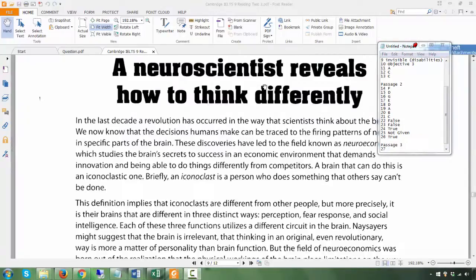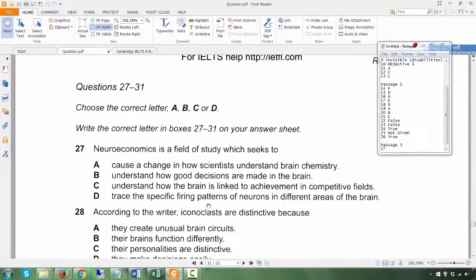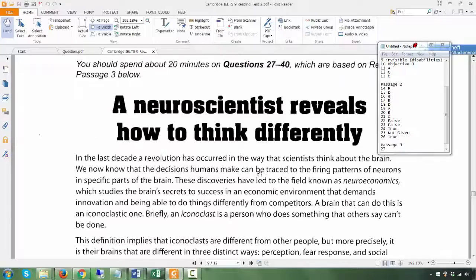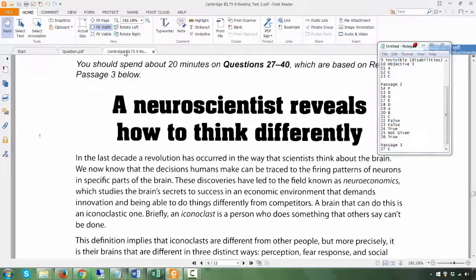All right, to passage 3 right now. Let's go to question 27. Neuroeconomics is a field of study which seeks to, multiple choice question. So the answer would be 27C. Understand how the brain is linked to achievement in competitive fields.